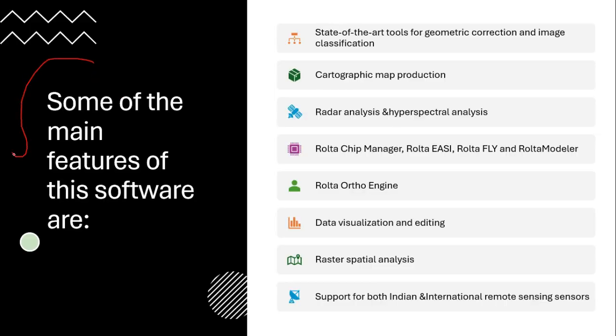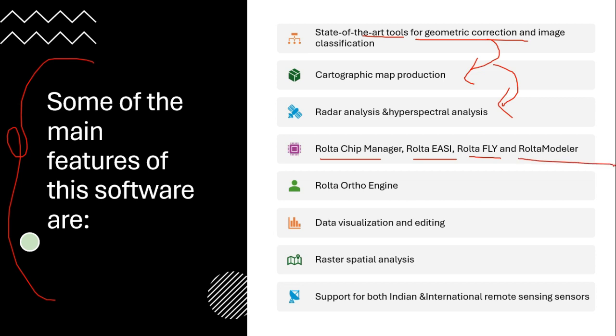So some of the main features of PCI Geomatica is it has state of the art tools for geometric correction and image classification. It can do cartographic map production. It can do radar analysis and hyperspectral analysis. There is Rolta Chip Manager, Rolta ESI, Rolta FLY and Rolta Modeler, and also Rolta Ortho Engine. It can do the data visualization and editing. It can perform various raster spatial analysis and can support both Indian and international remote sensing sensors.